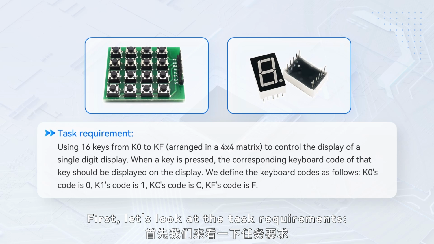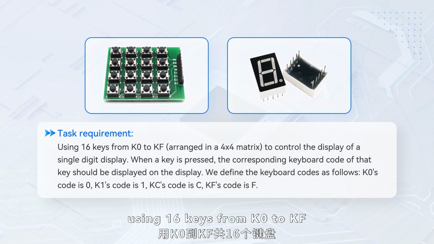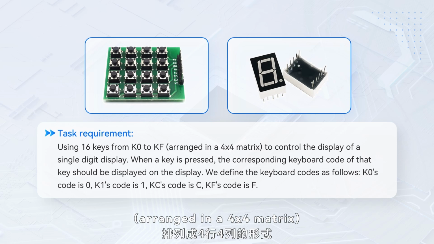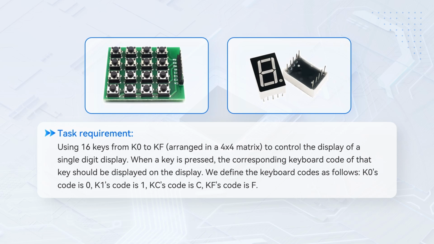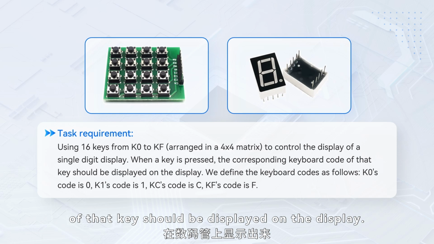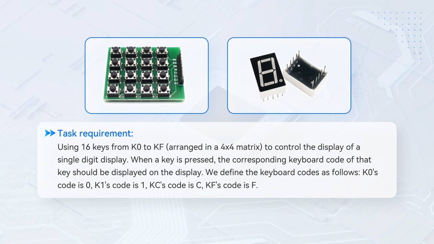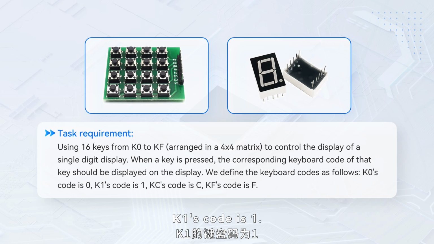First, let's look at the task requirements. Using 16 keys from K0 to Kf, arranged in a 4x4 matrix, to control the display of a single-digit display. When a key is pressed, the corresponding keyboard code of that key should be displayed on the display. We define the keyboard codes as follows. K0's code is 0, K1's code is 1. Kc's code is C. Kf's code is F.